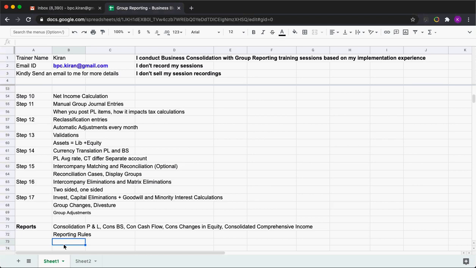What are the cash flow items? What are the changes in equity items? What are the consolidation comprehensive income accounts we need? And where you are going to maintain all these accounts or report items, you are going to maintain in the FS items list.